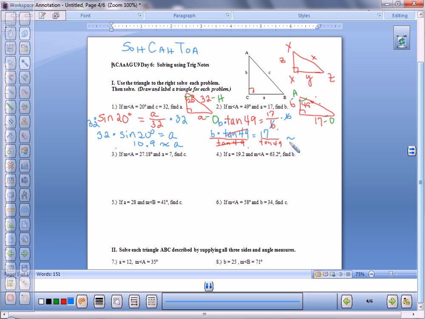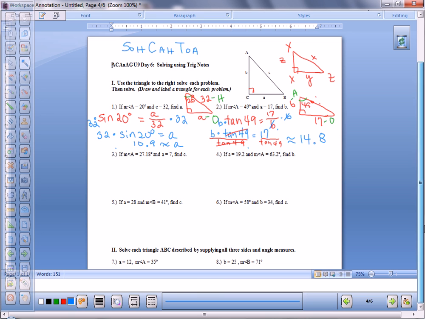What is the approximate answer? Punch it in. What is 17 divided by the tangent of 49? Did you get 14.8? I got 14.78. 14.78, so that would round to 14.8. You remember that? 5 raise the score.